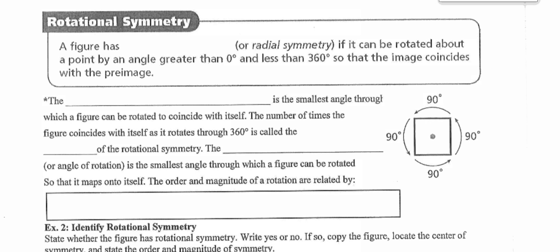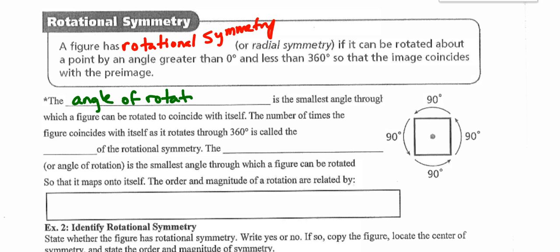Next, let's talk about rotational symmetry. So a figure has rotational, or you can say radial, symmetry if it can be rotated about a point by an angle greater than 0 and less than 360 degrees so that the image coincides with the preimage. The angle of rotation is the smallest angle through which a figure can be rotated. So the smallest to keep in mind.